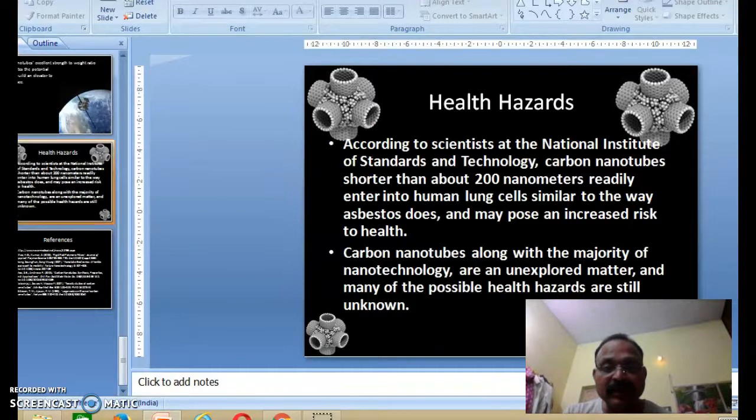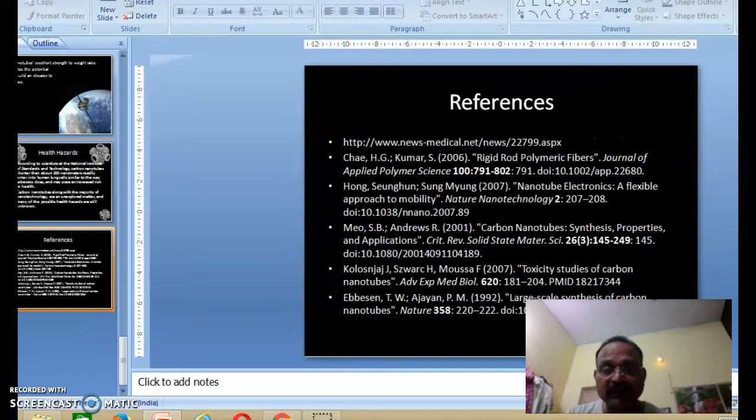Health hazards. According to scientists at the National Institute of Standards and Technology, carbon nanotubes shorter than about 200 nanometers readily enter human lung cells, similar to the way asbestos does, and may pose an increased risk to health. Carbon nanotubes, along with the majority of nanotechnology, are unexplored matter, and many of the possible hazards are still unknown. So, with that, the basic concepts of carbon nanotubes is completed.